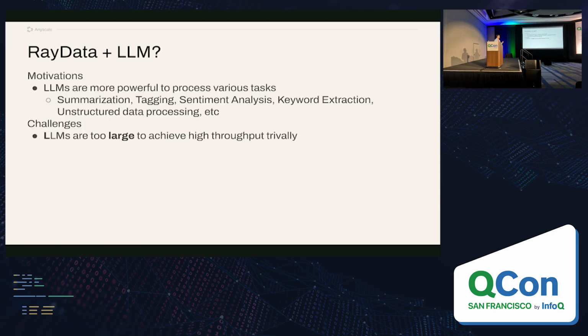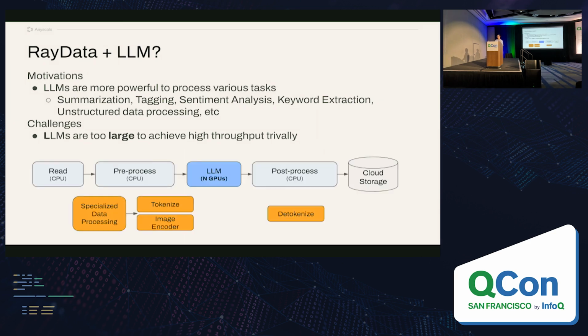So first of all, what's the motivation? Because we know that large language models are much more powerful at processing various text. You can let them do summarization, tagging, semantic analysis, keyword extraction, unstructured data processing, and so on. You can do much more than with traditional machine learning models. However, it also brings challenges. The most important challenge is size, because it's called a large language model. It's basically too large to achieve high throughput in a naive way.